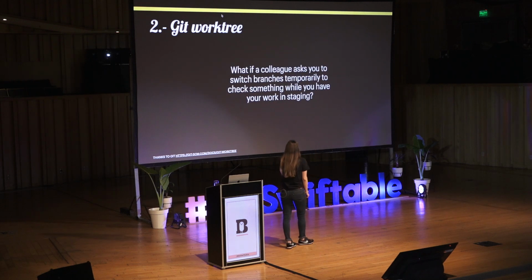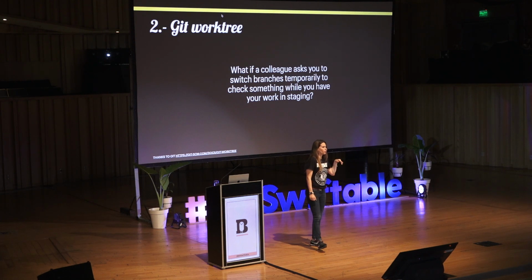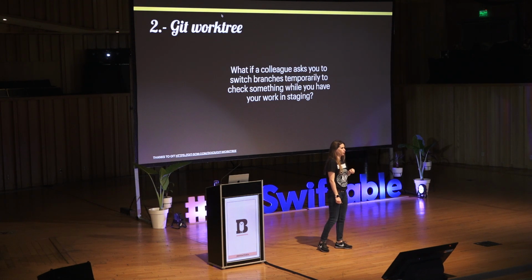The second part will be working with Git. I don't know if you know that there is a really nice command line tool to work in more than one branch at the same time. I don't know if you were ever in a position where a colleague comes and says, hey, can you tell me something about this branch? And you were like, no, I'm committing my stuff, I don't want to stash it, so ask me later. But there is a solution for it, and it's called Git worktree.